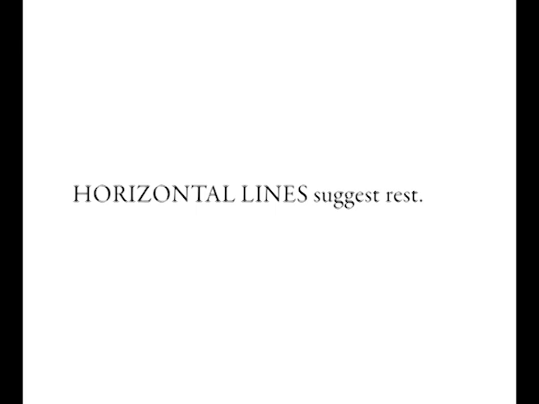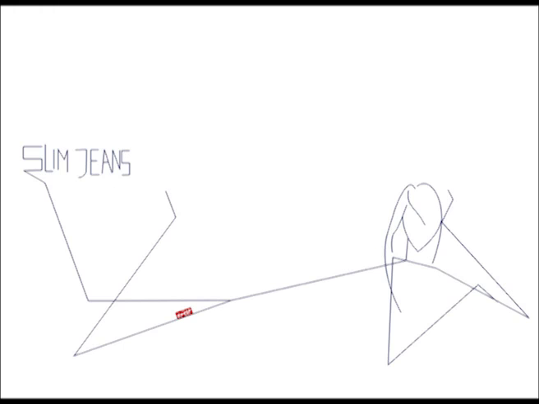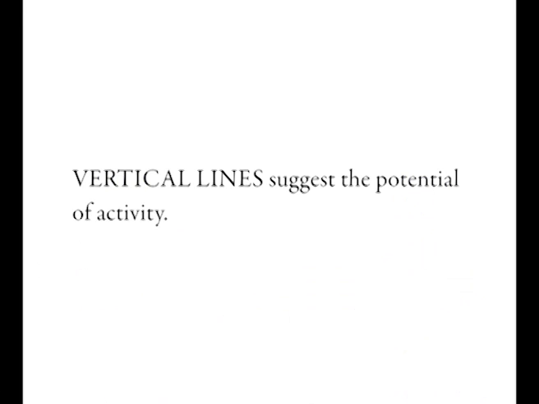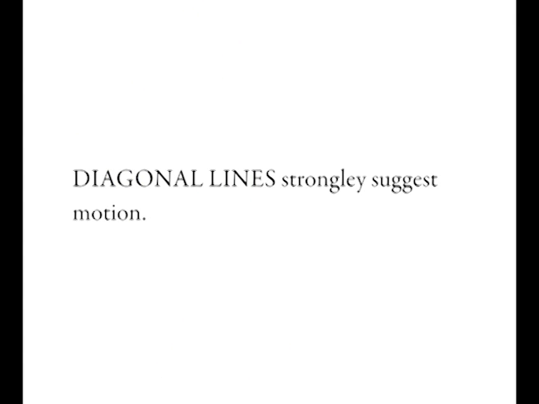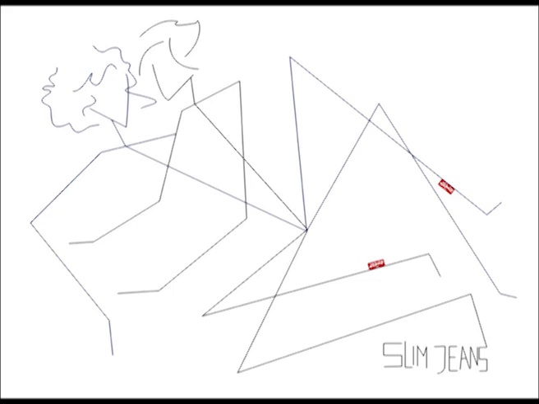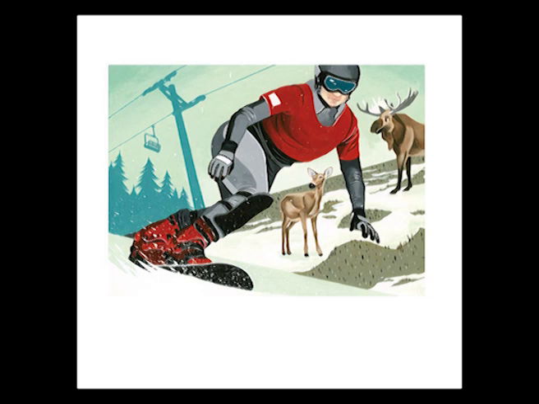Horizontal lines suggest rest. Vertical lines suggest the potential of activity. And diagonal lines strongly suggest motion. So diagonal lines strongly suggest motion, vertical lines suggest the potential of motion, and horizontal lines imply rest.